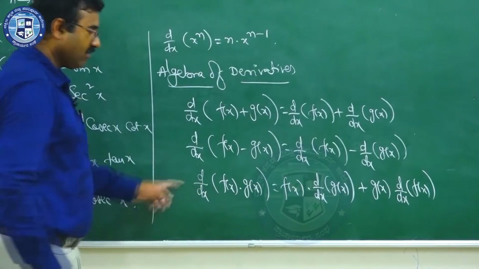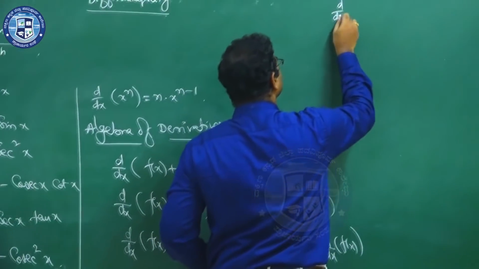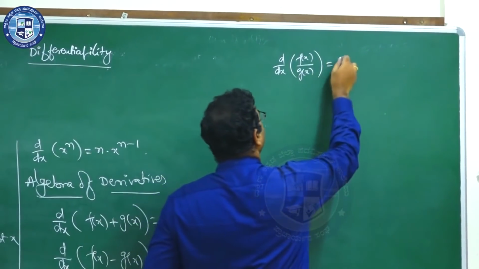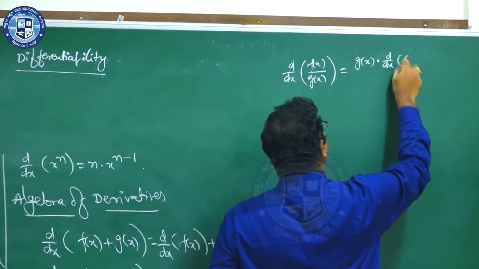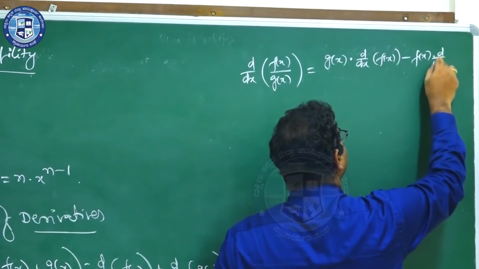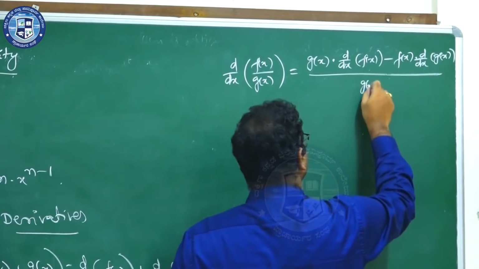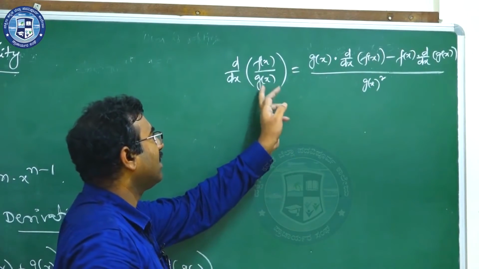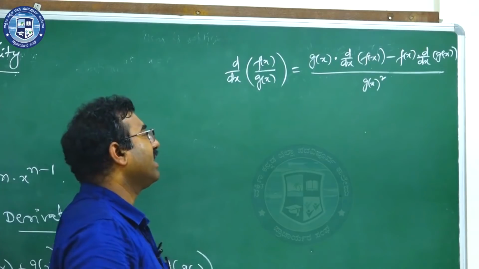This is also called the product rule. And d by dx of f(x) by g(x), we can write as g(x) into d by dx of f(x) minus f(x) into d by dx of g(x) divided by g(x) whole square. Here always you have to remember one technique point: always write the denominator g(x) first, then you can avoid mistakes in that formula.